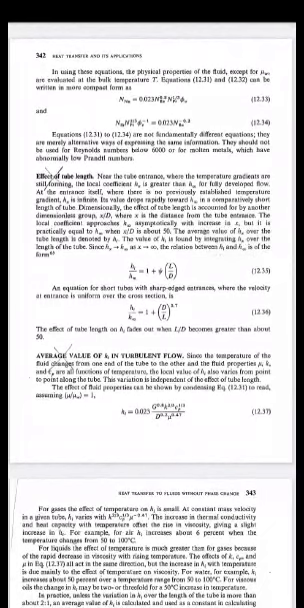Now again, the average value of hi in turbulent flow is very essential. See, as turbulence increases, the rate of heat transfer increases.